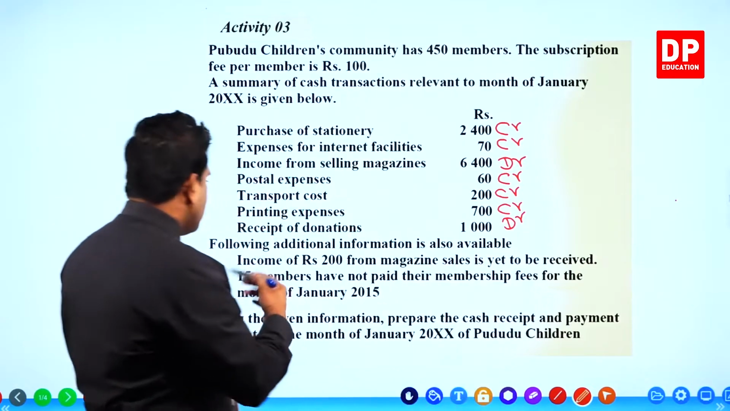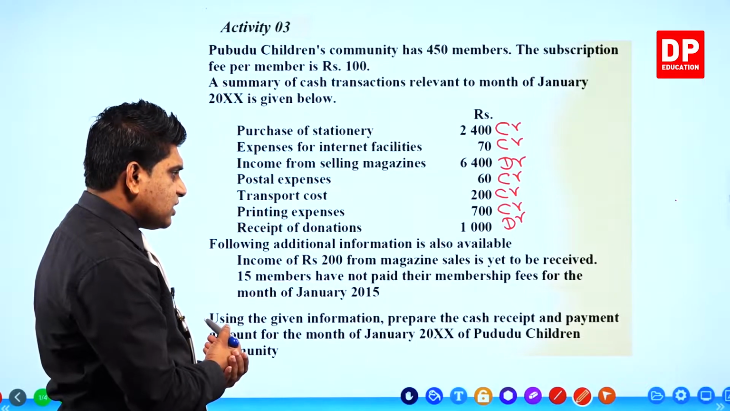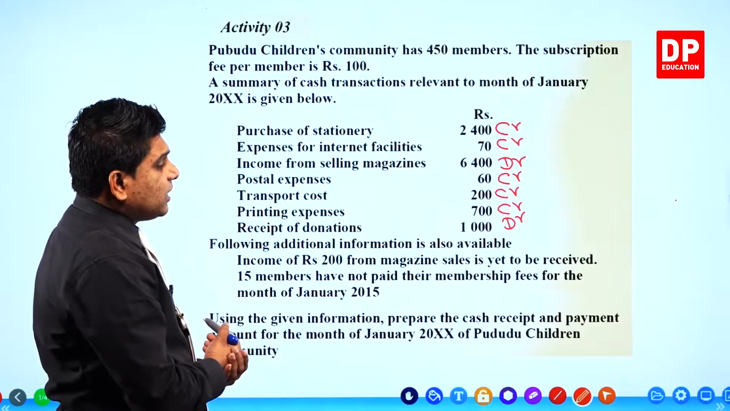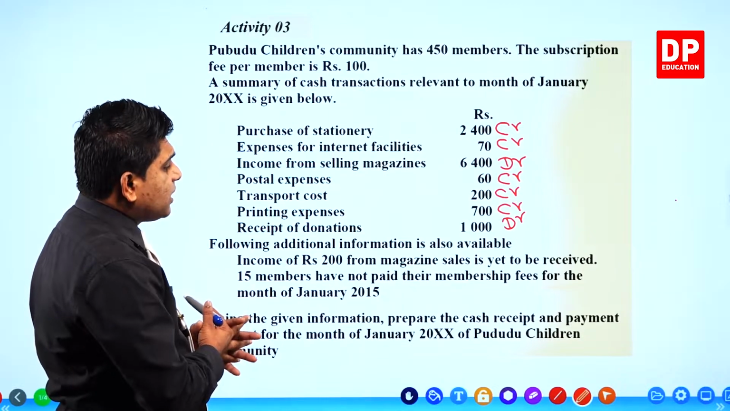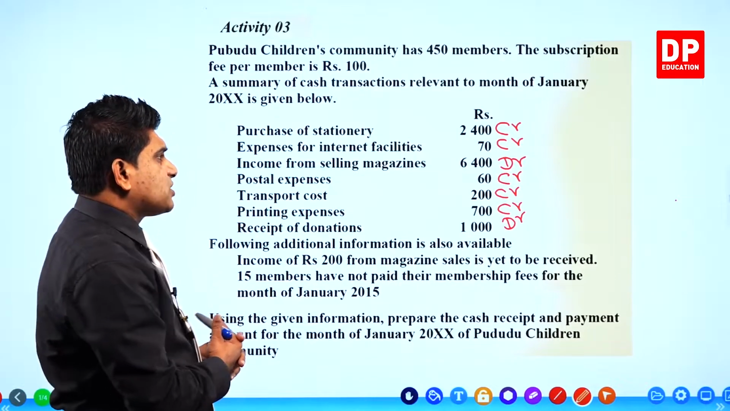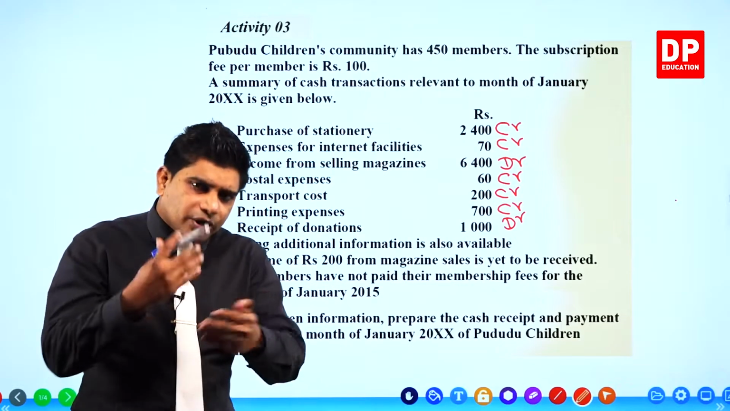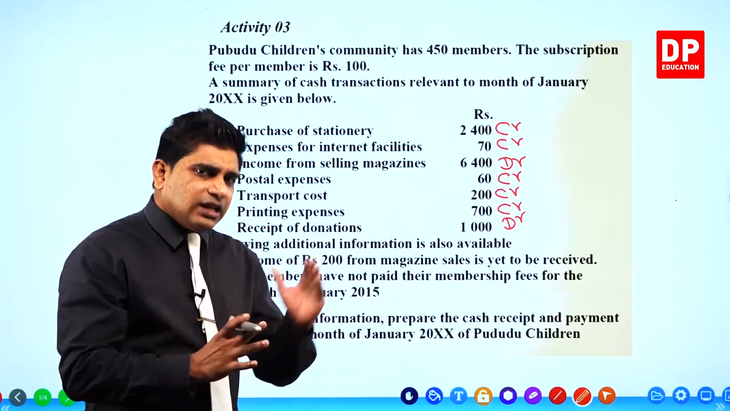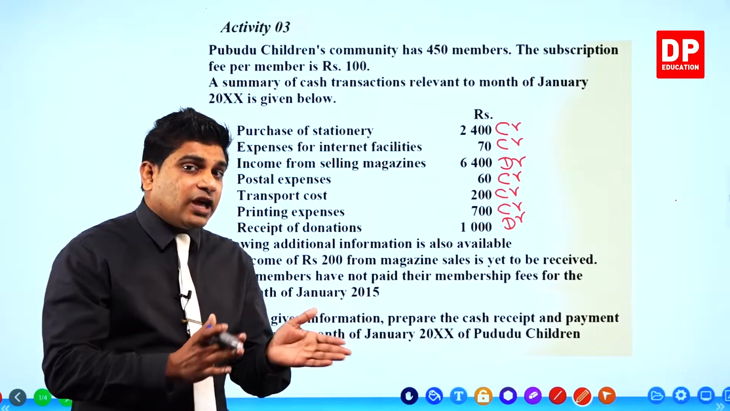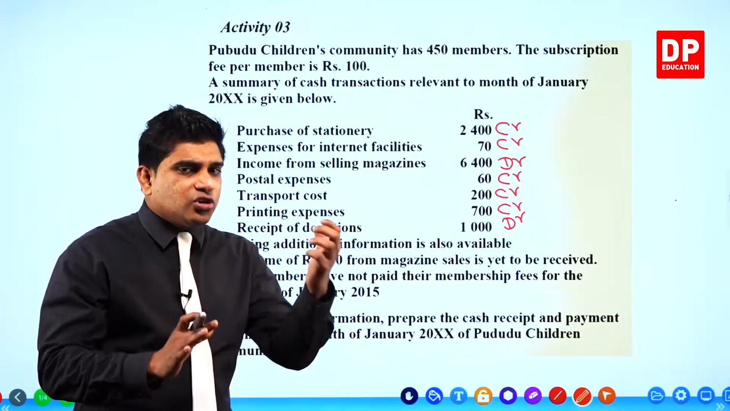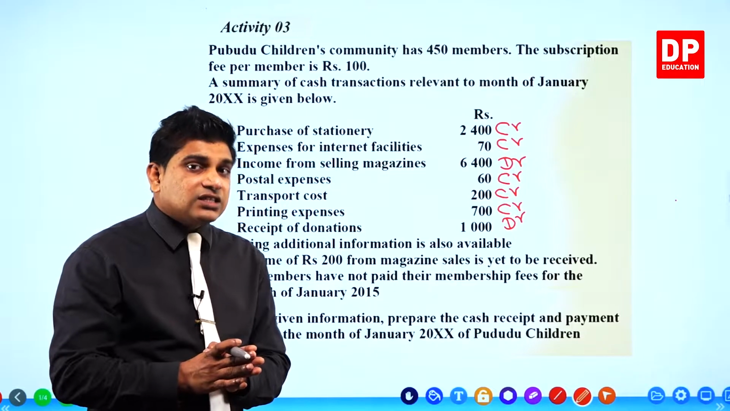Now, we move to the additional information. Income of 200 from magazine sales is yet to be received. Right? Then we have to receive it. Do we consider it here when we do the receipts and payment account? No. Why? It's yet to be received. At the beginning, I told you, we don't consider receivable money and payable money. Money already received and already paid is considered here, right?